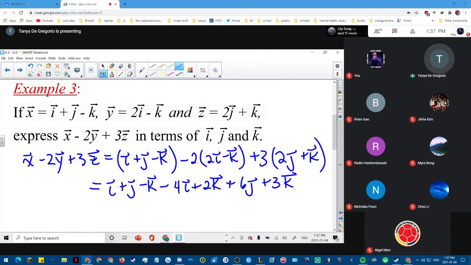All right, and then basically you're collecting like terms. And so I'm left with i minus 4i, so negative 3 times vector i. And then I've got 6 plus 1. And then I have negative k plus 2k plus 3k. And that is the expression that we wanted in terms of i, j, and k. Are there any questions?